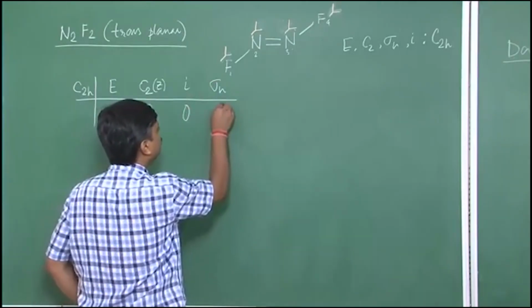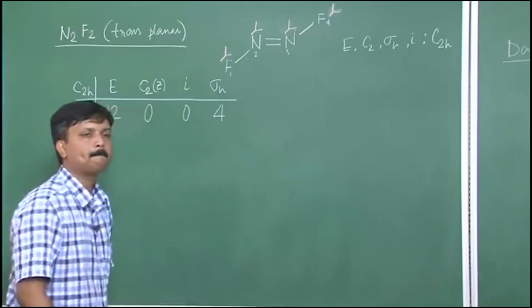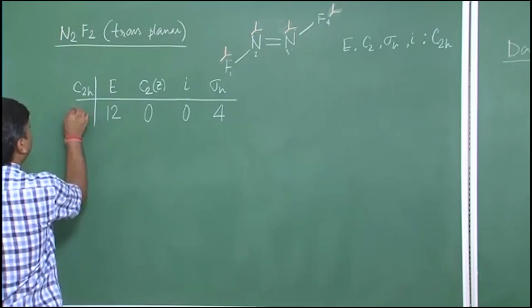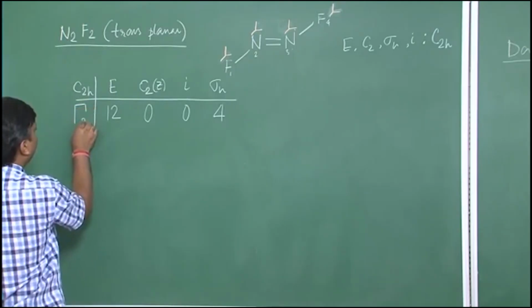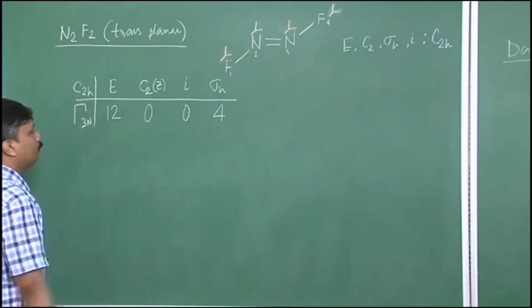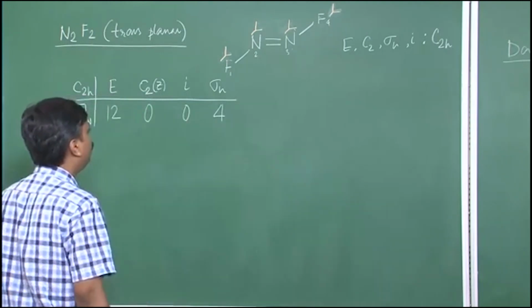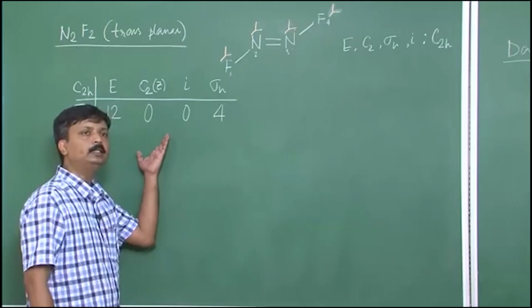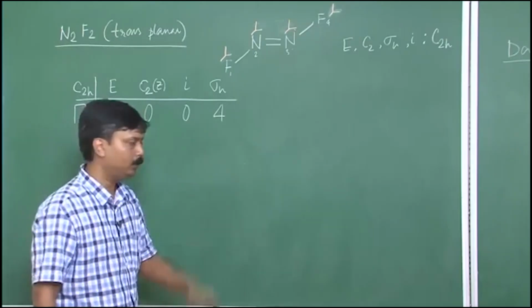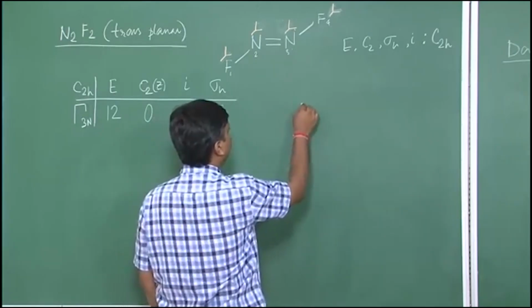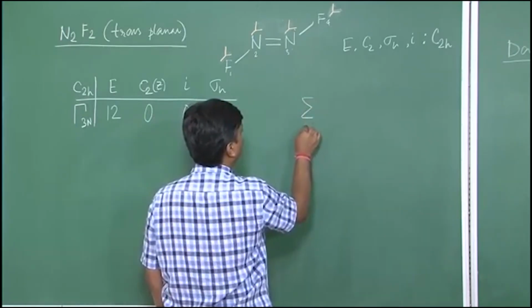So this is what I get as my representation, and we have got this representation based on the 3n Cartesian coordinates. So I will name it gamma 3n. In the next step, I have to see whether it is reducible or irreducible. So how do I know if it is reducible?